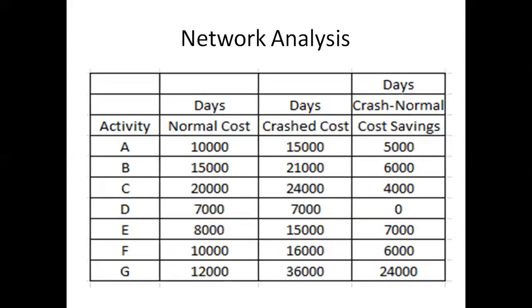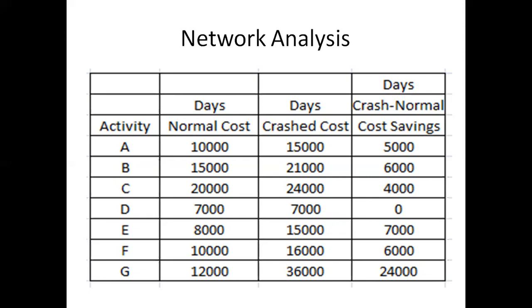However, this depends on the crash cost. Say activity A normal cost is 10,000, crash cost is 15,000. You can check from the previous table. Activity B normal cost is 15, crash cost is 21. Activity C normal cost is 20, crash cost is 24. Activity D normal cost is 7, crash cost is 7, so there are no savings. Activity E normal cost is 8 and crash cost is 15. F normal cost is 10, crash cost is 16, and G normal cost is 12 and crash cost is 36.